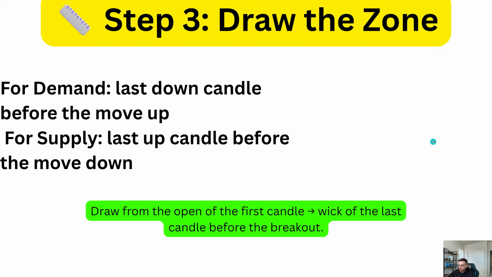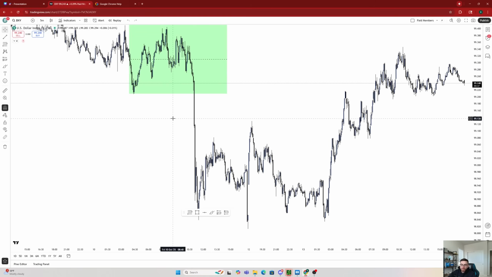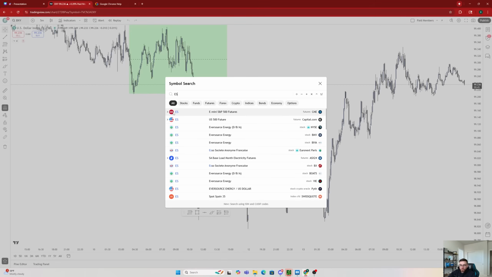So now step number 3 is to actually draw the zone. Now you're going to draw your rectangle. You want to mark the entire basing candle from lower wick to upper wick, and I'll show you guys an example here on the chart in a little bit. And then for supply, you're going to find that small basing candle before a large move down. And again, do the same thing. Mark the upper wick to the lower wick of that basing candle. And that is where institutions are going to look for price to return before price makes that reaction and then follows the original trend. So let's go ahead and go on TradingView and mark some of these levels.